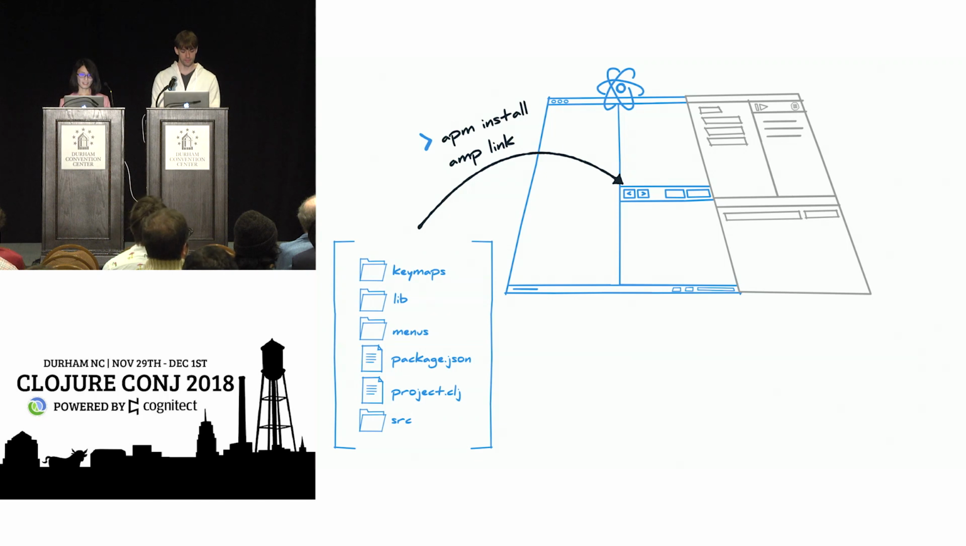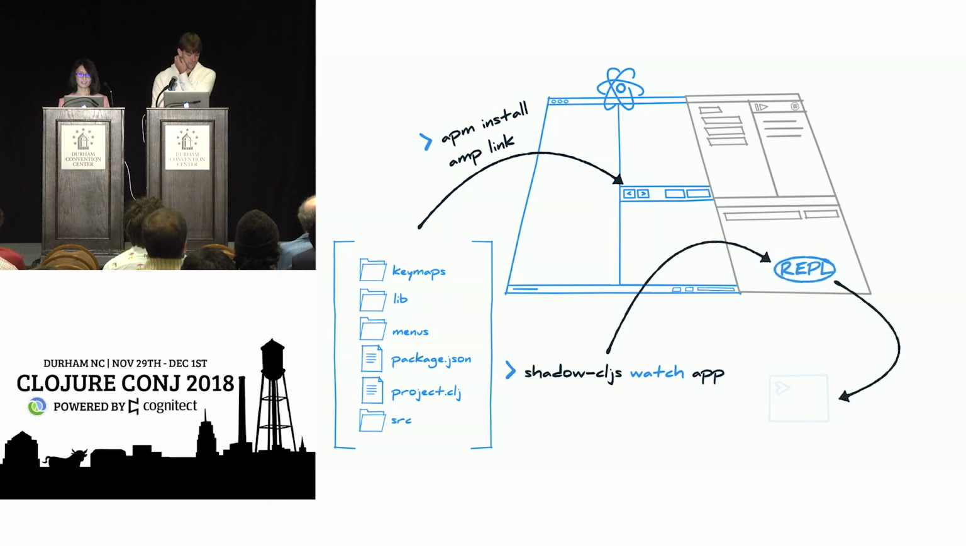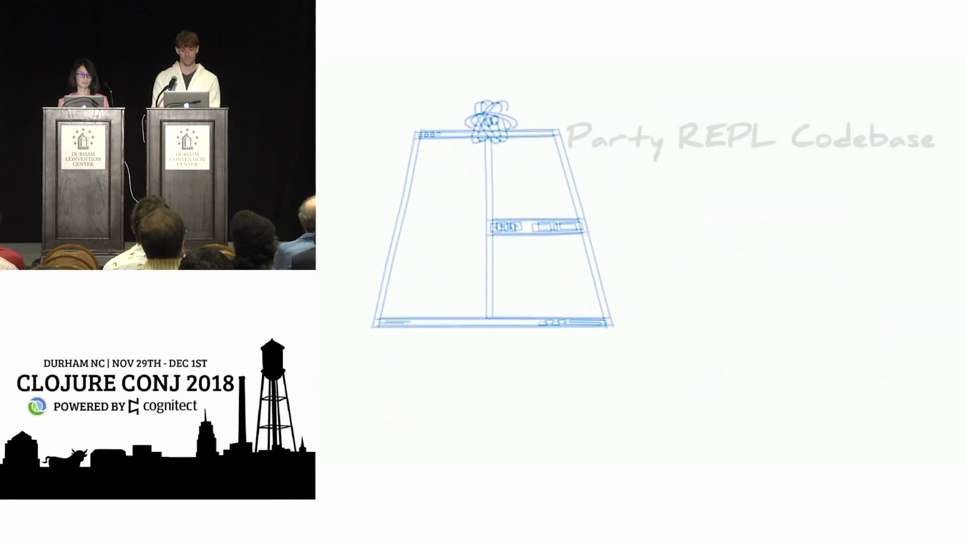But shadow.cl.js has a few more tricks. If we use the watch command, anytime our project files change, it will live update our package inside Atom. And using ClojureScript here actually gets us a pretty good workflow because it allows us to update our package without having to reload Atom. Additionally, besides live reloading, shadow.cl.js also gives us a ClojureScript REPL inside our package so we can connect and inspect everything inside Atom, both the browser side and the Node.js side.